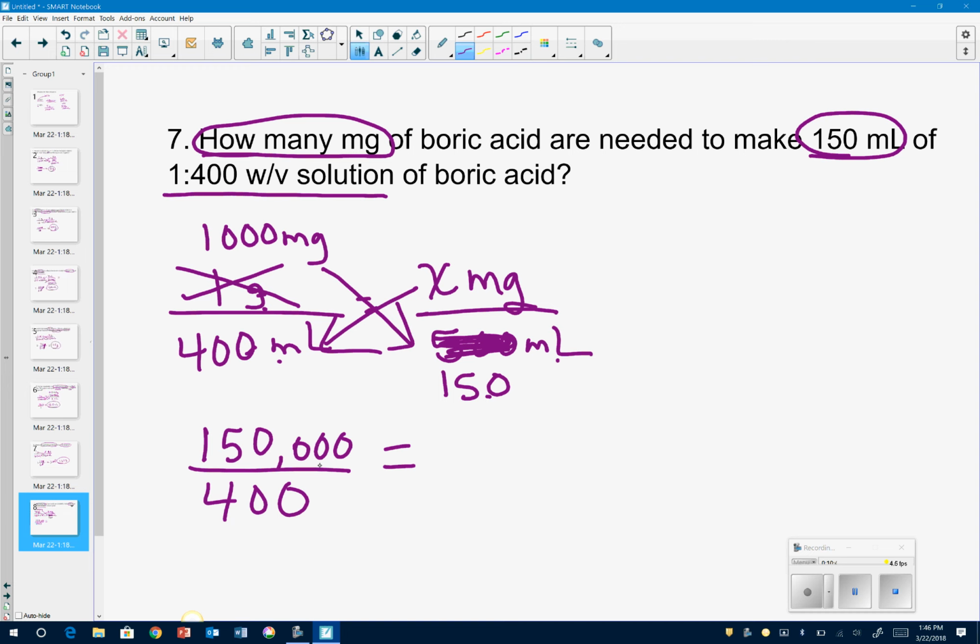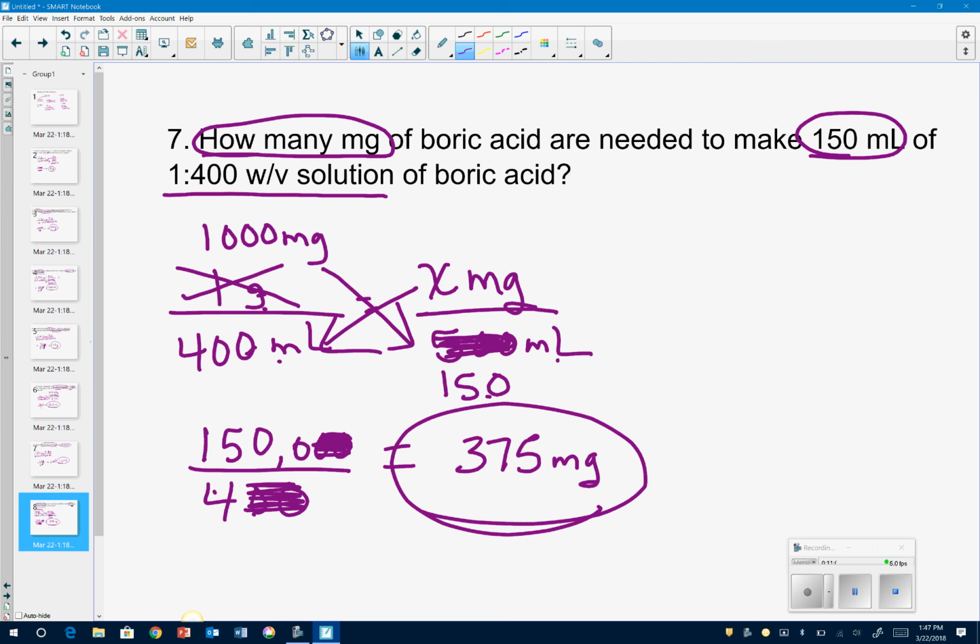So 150,000 divided by 400, or you can take out 2 zeros here, take out 2 zeros here. It's easier on the calculator. I think people make fewer mistakes if you have fewer numbers to punch in. So it'd be 1,500 divided by 4. It'd be 375 milligrams. So I apologize. I wrote down 500. I don't know why I had that stuck in my mind.